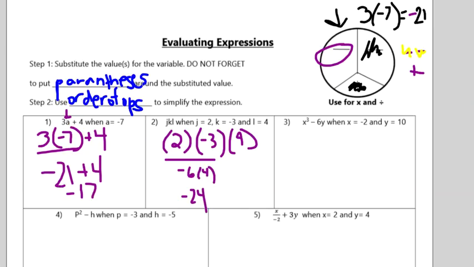All right, again, if you need to pause it, feel free. I'm going to go on to number 3. We have x to the 3rd power minus 6 times y. So let's see, we're going to plug in -2 still in parentheses.